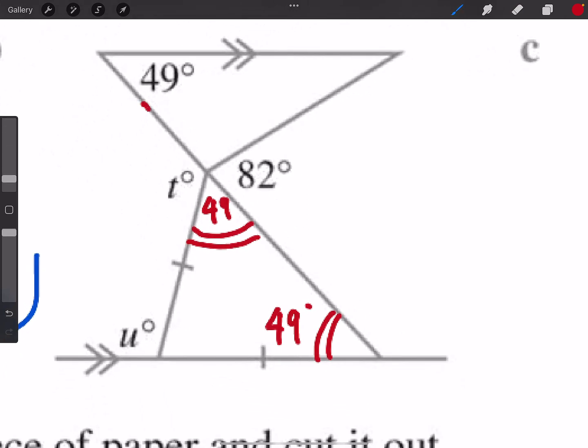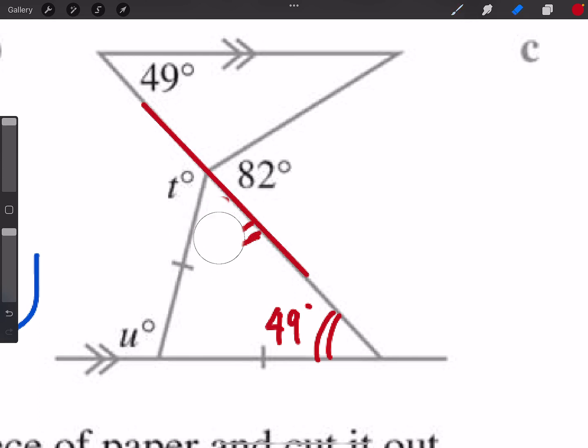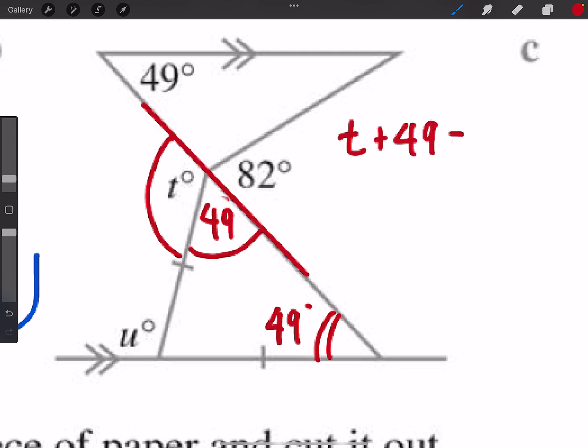Okay, so we know that this is a straight line, and we know that it's made up of the angle 49 degrees, that angle plus the angle T. So T plus 49 degrees is equal to 180 degrees. So T is equal to 131 degrees. There's T.